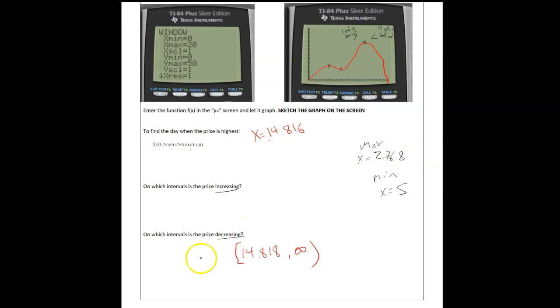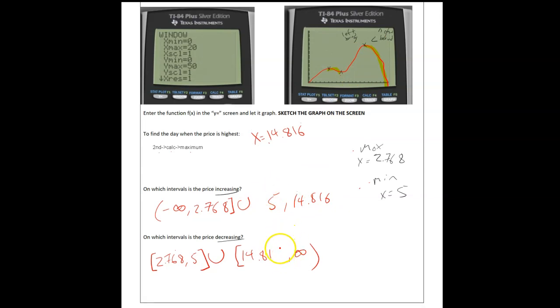And for my decreasing interval, it's going to be from my max to my min, right? So 2.768 to 5. And I can use that U symbol in between if I want. So these are my decreasing intervals. I'm going to highlight those here. Decreasing, right? My increasing intervals are going to be the opposite. So I'm going to say from negative infinity, even though that doesn't make sense, we're talking about days here, but just for the sake of illustration, from negative infinity to my first maximum, and then from my minimum, which was 5, to my maximum 14 point.